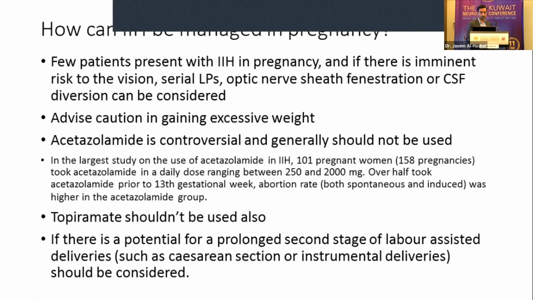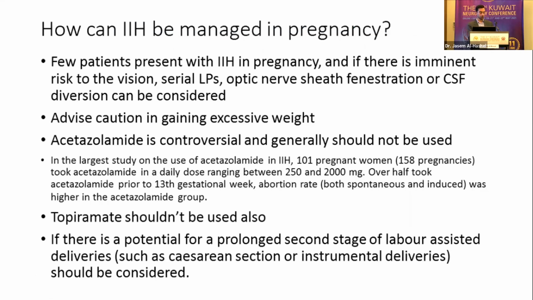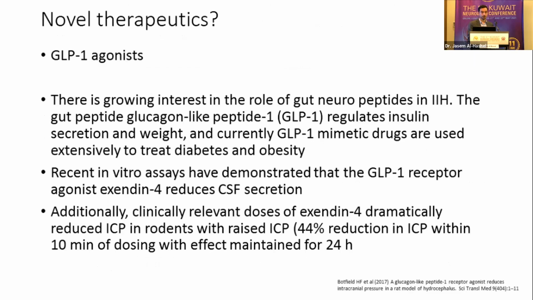What about pregnancy? In short, it usually doesn't become worse with pregnancy unless there's great weight gain. The use of acetazolamide is controversial. There have been some reports that it may increase the abortion rate. Topiramate also shouldn't be used. If there is a potential for a prolonged second stage of labor, you should consider assisted delivery.